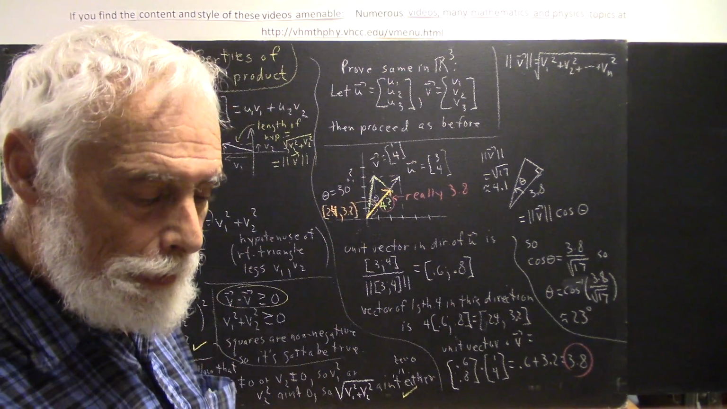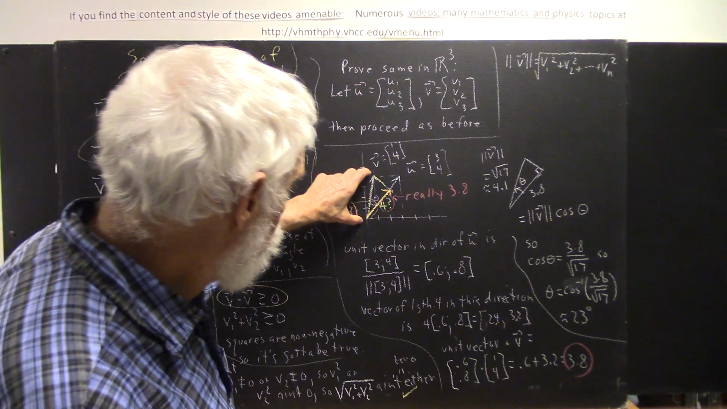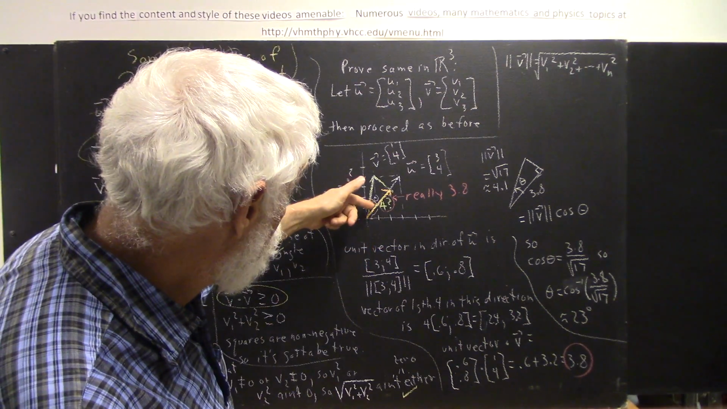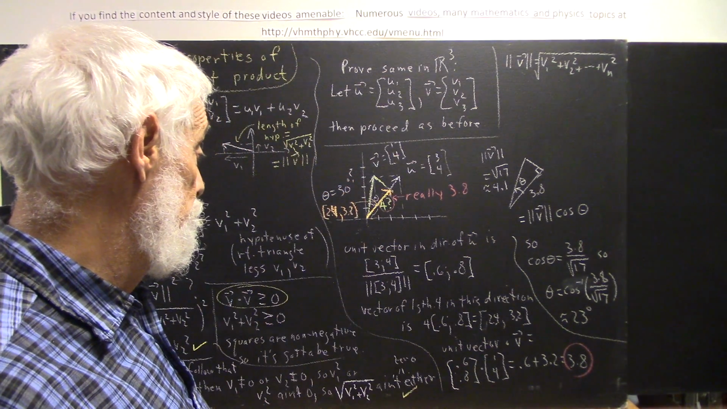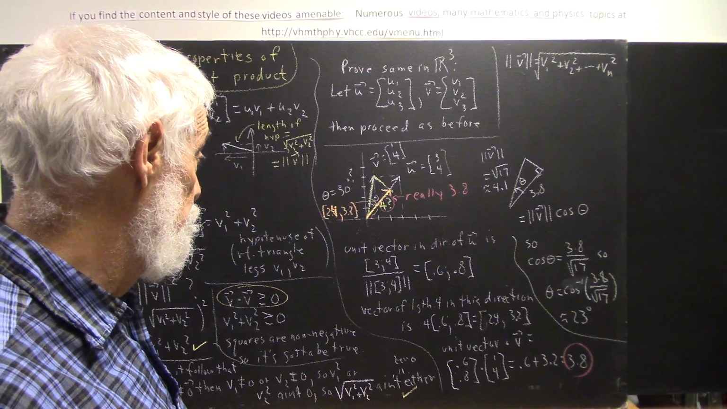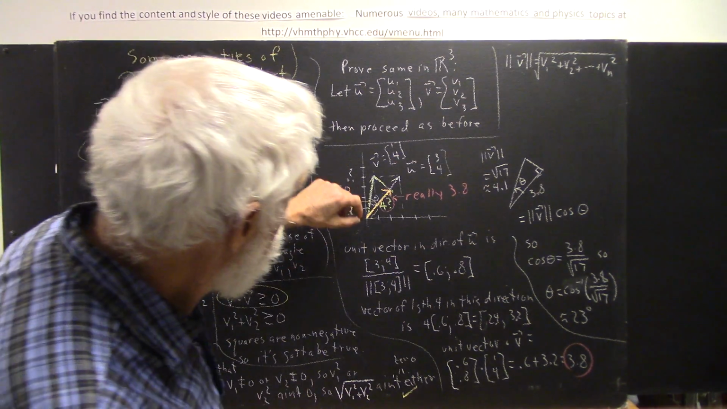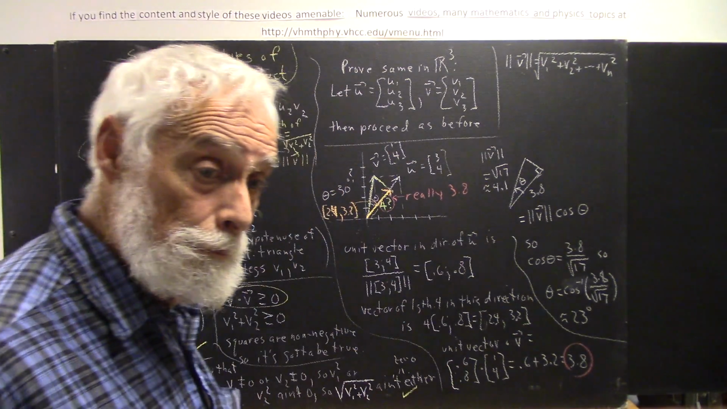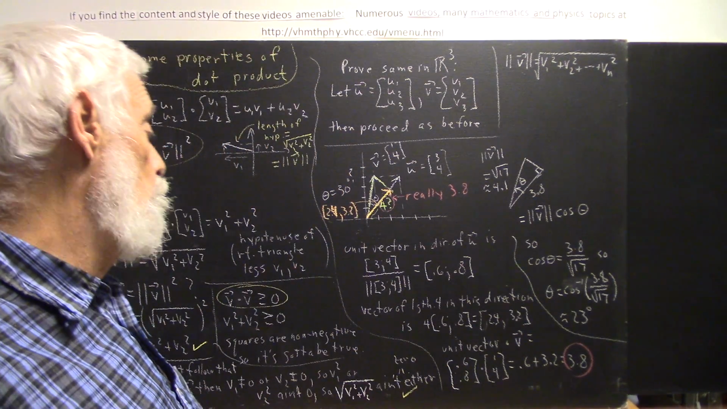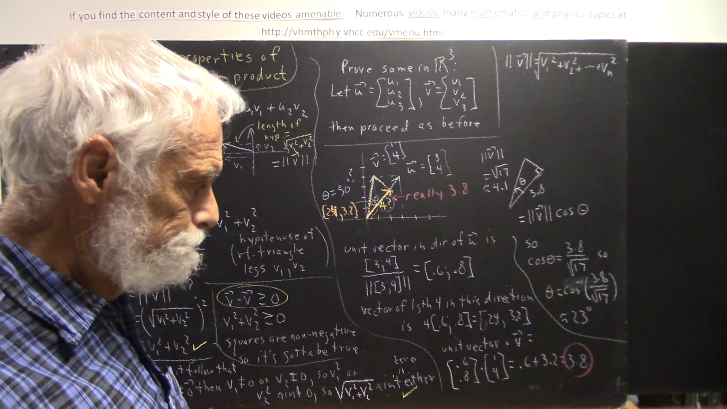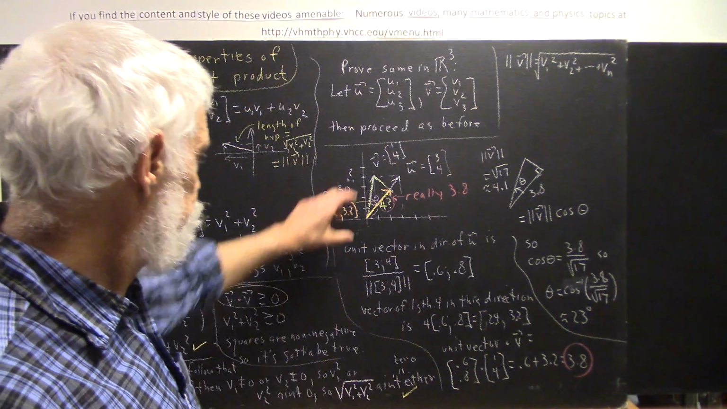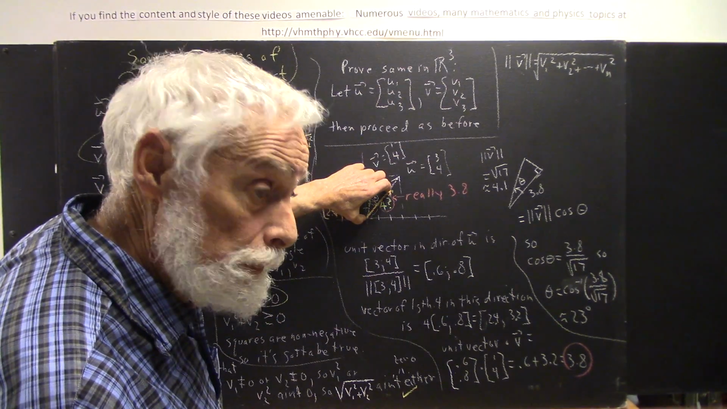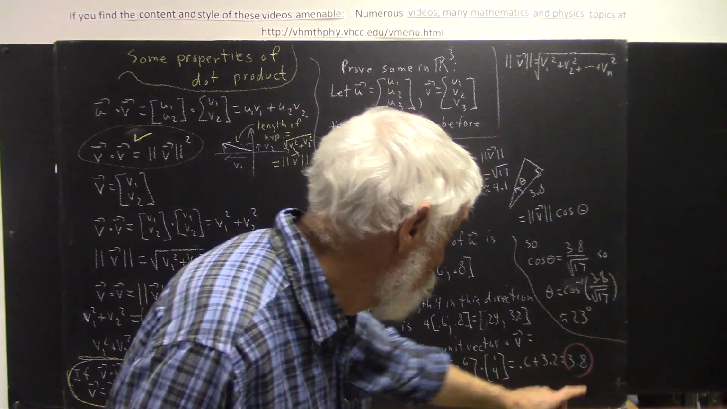It goes back to the fact that the dot product is equal to the magnitude of this vector times the magnitude of this vector times the cosine of theta. If we dot v with a unit vector, then what we get is the magnitude of v times the cosine of this angle, which is this side of the triangle. So that's why this works.